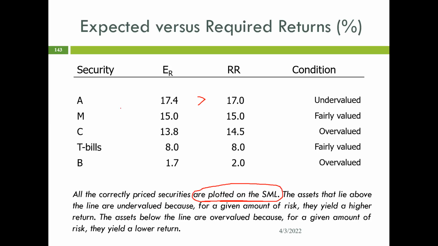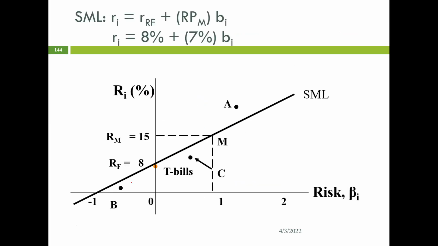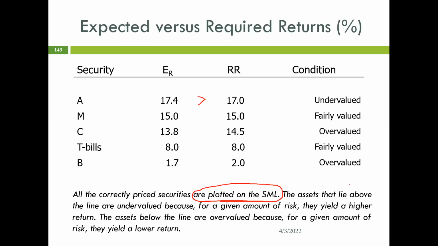All the correctly priced securities are plotted on the security market line. Either the stocks are correctly priced, again there is no overvaluation, there is no undervaluation, they are fairly priced. If all securities are correctly priced, then all these securities should be on this security market line. All those stocks should fall on this line if they are correctly priced. But the assets that lie above the line are undervalued.